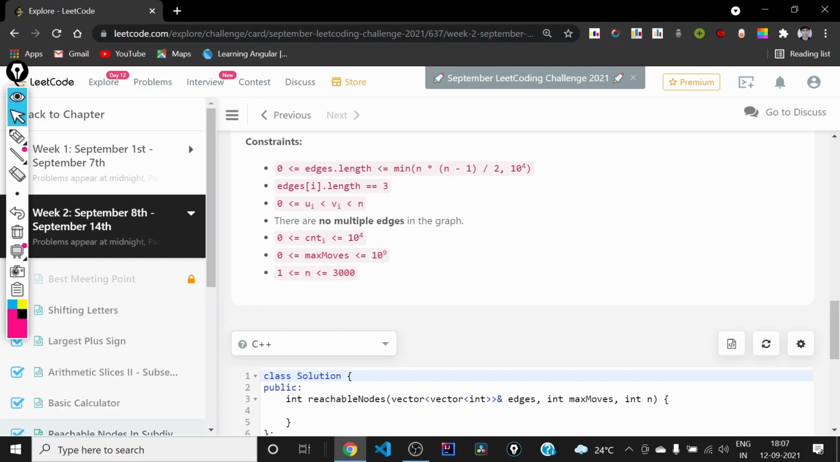So after seeing this count, we can tell that every edge will be divided into at most 10 to the power 4 plus 1 parts, and since there will be at most 10 to the power 4 edges, the maximum distance for any node present in the graph will be less than 10 to the power 9. So we can use 10 to the power 9 in this problem to symbolize infinity.